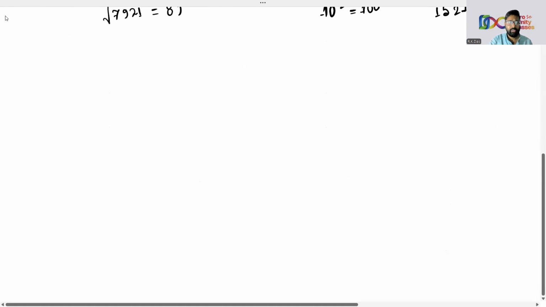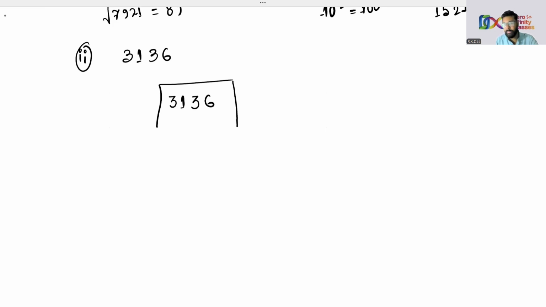Let me take another example. In question number 2, I am taking 3136. Again, the rule is the same. We have to make a rectangular box like this, then write the number 3136. Then again we have to make pairs. This is a pair and this is another pair.